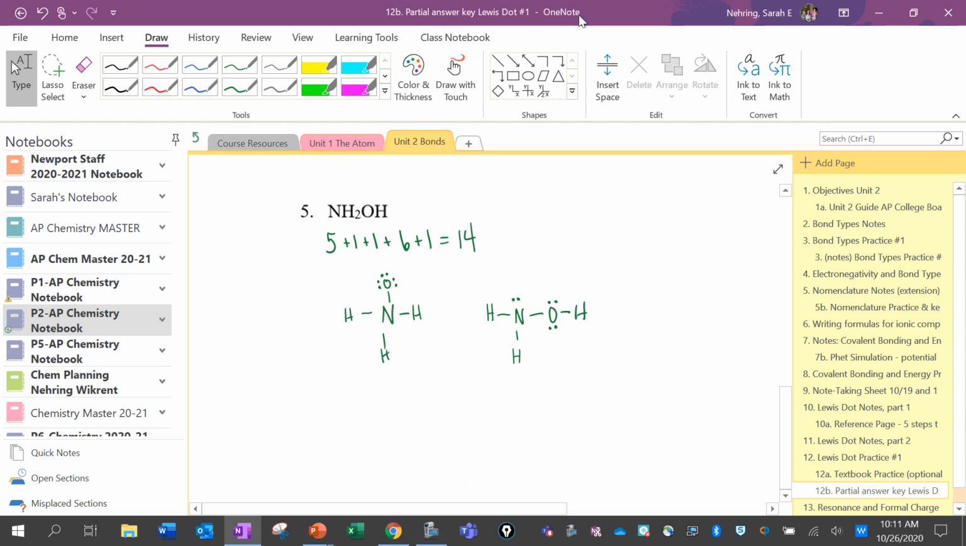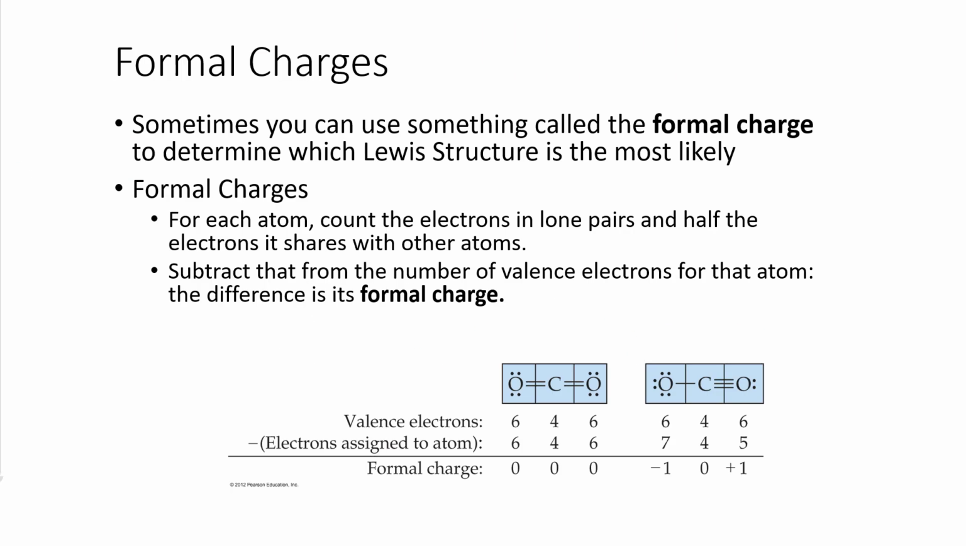Welcome. In this video, we are going to talk about the idea of formal charge. And these are some notes that are on page 13. So we're kind of following up with where we're at with page 13 in class. And there's some practice problems on page 14 that are combining ideas of resonance and formal charge.